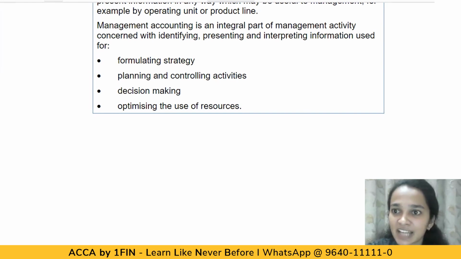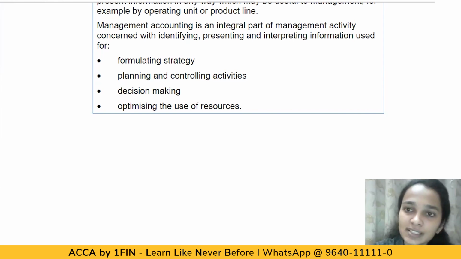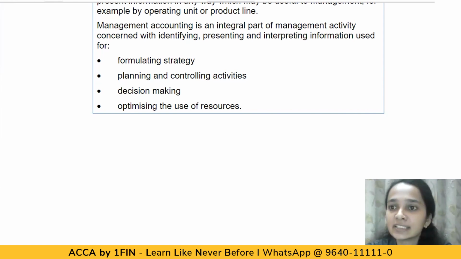So basically, financial accounting is nothing but financial statements for the external users so that they make a decision. And management accounting is for the internal management so that they formulate proper strategies and make good business decisions. So financial accounting is for external users, and management accounts are basically for the internal management of the organization.